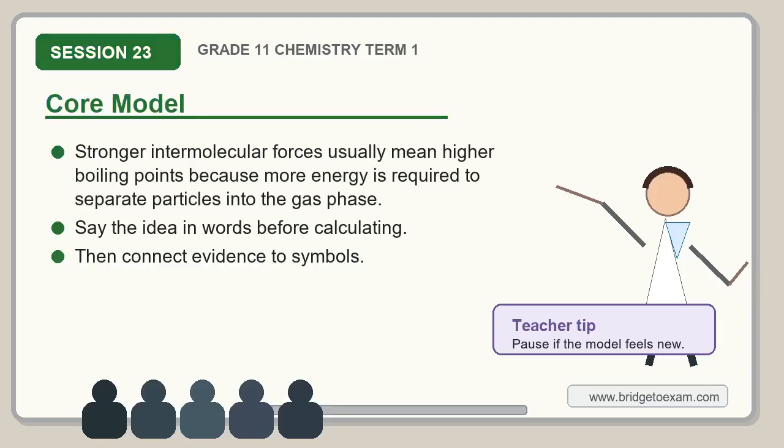The core model is this. Stronger intermolecular forces usually mean higher boiling points, because more energy is required to separate particles into the gas phase. Do not rush to an answer. Build the model first. Then let the model guide the calculation or explanation.